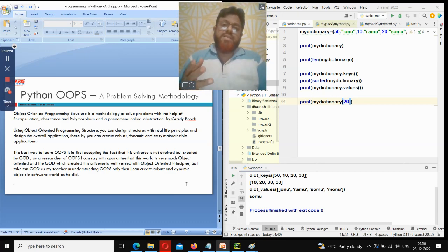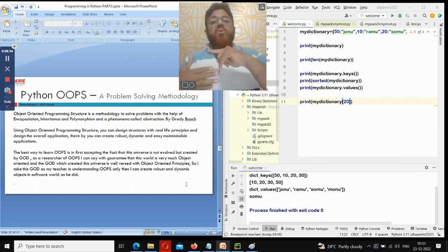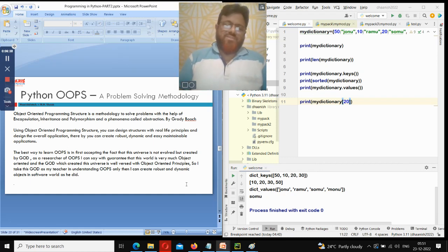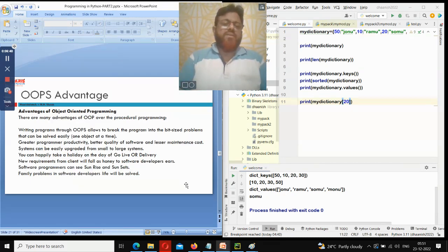And Python is a two-sided knife. Both the sides are sharp. One you can use for small problems, where you can use non-object oriented structures. Wherever you have complex problems, use object oriented structures. Got it, guys? Is that clear? Okay, fine. What are the advantages of OOPS?